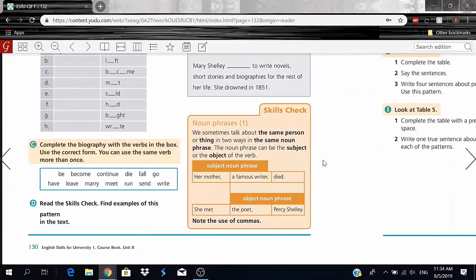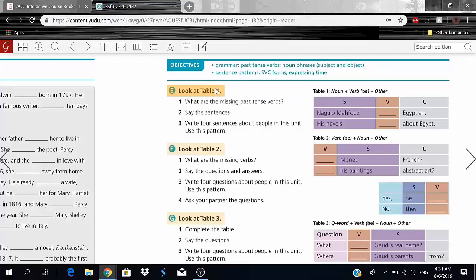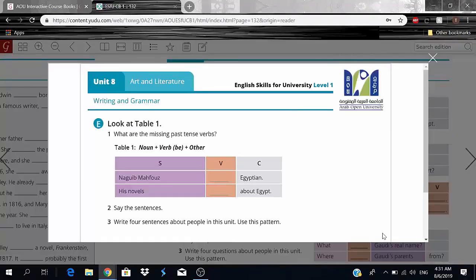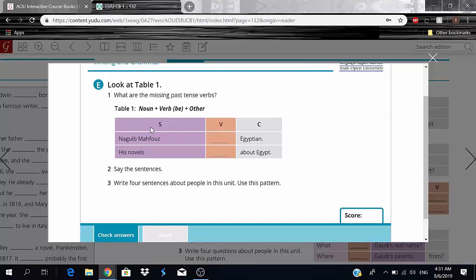Now let's move on here. Exercise E, look at table 1. What are the missing past tense verbs? Now we're going to shift our focus to the past tense verbs, as in was and were. So the verb to be in the past tense, and here we add a noun and the verb to be plus the other. You guys gotta know, it's just like is and are. You use is when it's singular in the present, and are in plural. Same exact thing, but now it's in the past.